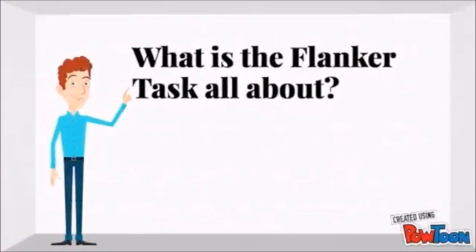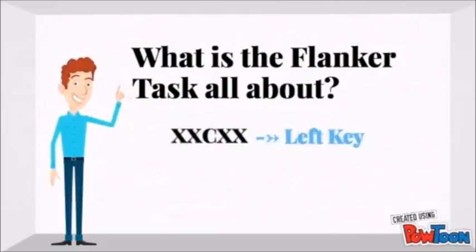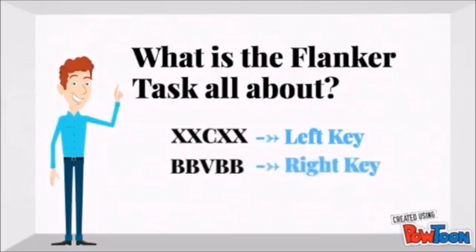So what is the flanker task all about? In a trial, the participants were presented with 5 letters at a time, and they were supposed to respond to the one in the middle. If they saw an X or a C, they would press the left key, and if they saw a V or a B, they would press the right key.